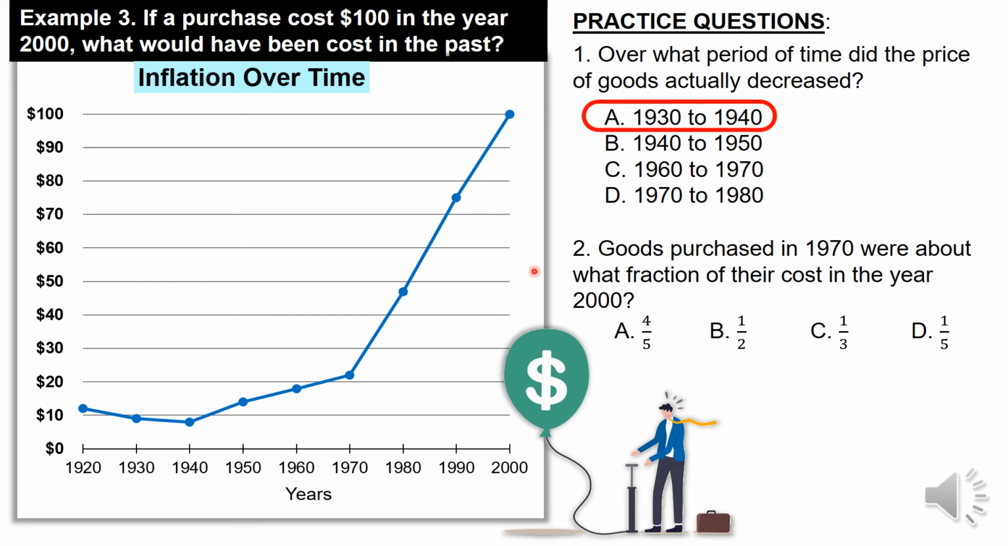Letter A. Number 2. Goods purchased in 1970 were about what fraction of their cost in the year 2000? So 1970 we have here at around 20, approximately $20 compared to $100 in the year 2000. So our solution is 20 divided by 100 equals 20 over 100. Getting rid of zeros, or reducing to lowest terms, we have 1/5. So our answer is letter D, 1/5.